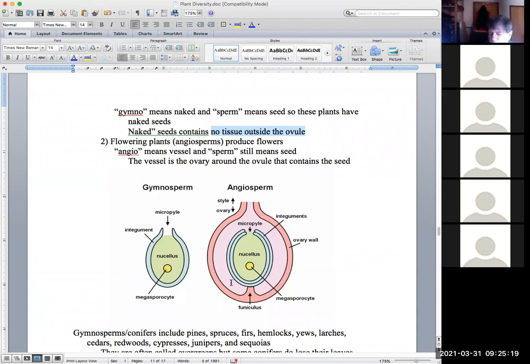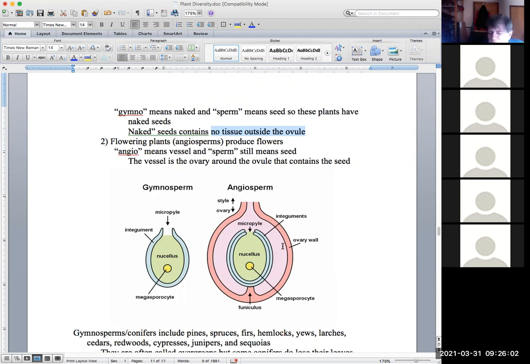In the angiosperm, this lighter pink represents tissue that's derived from the ovary of the plant. And the darker pink is the actual wall of the ovary. And so this ovary forms the material that we would call a fruit. Technically, when we look at a seed that comes from a flowering plant, the seed is only this inner part, and the outer part is the ovary. So if you think of most of what you eat, if you've ever sliced open a cucumber or a watermelon or a tomato, you can see the seeds.